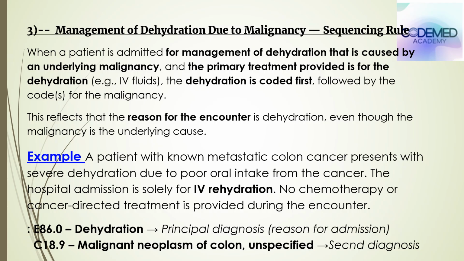So let us take one example. Patient with known metastatic colon cancer presents with a severe dehydration due to poor intake from the cancer. The hospital admission is solely for the IV rehydration. No chemotherapy or cancer directed treatment is provided during the encounter. Now, in this case, the first code is mainly the dehydration because the patient has been admitted for the IV rehydration, and then the second code you will write is of the malignant neoplasm.